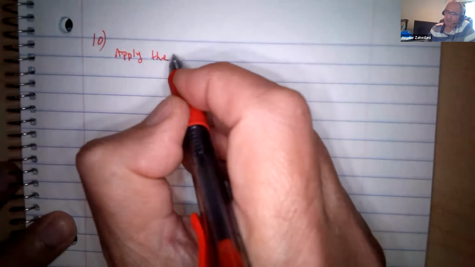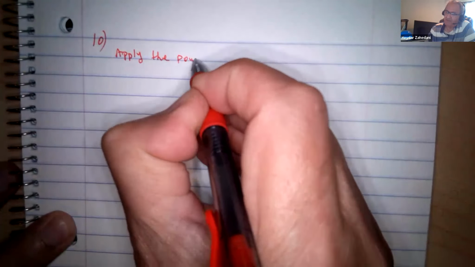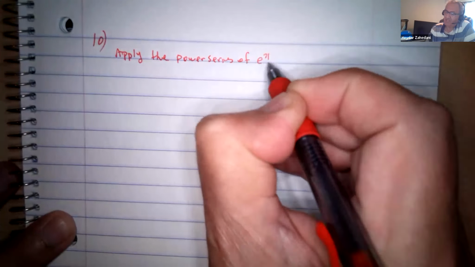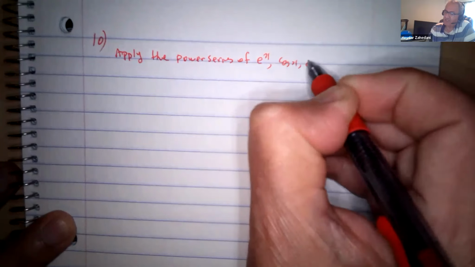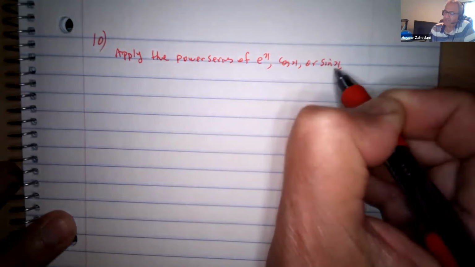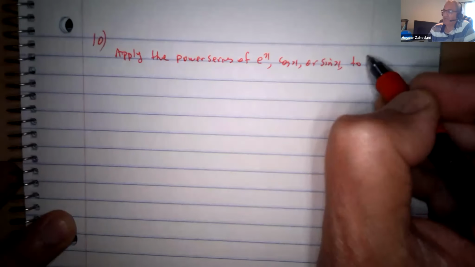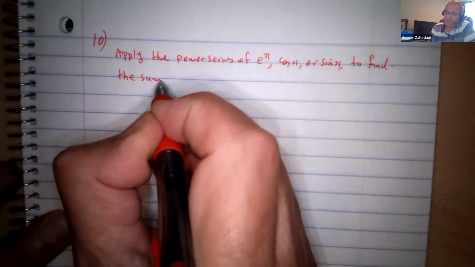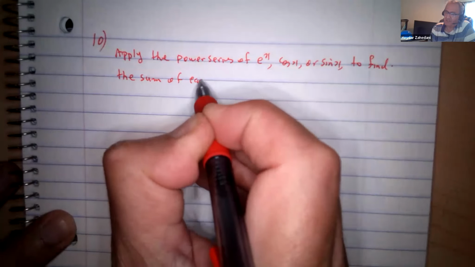The hint is, we ask you to apply the power series or Maclaurin series of, let's say, e to the x, cosine x, or sine x. There's going to be only one of these 3, to find the sum of each series.